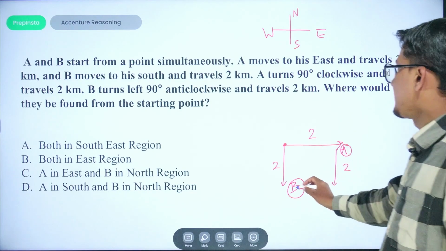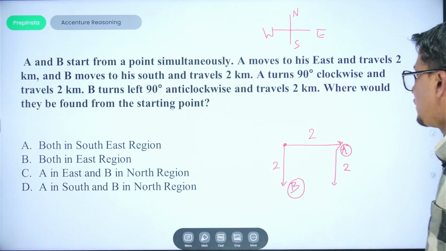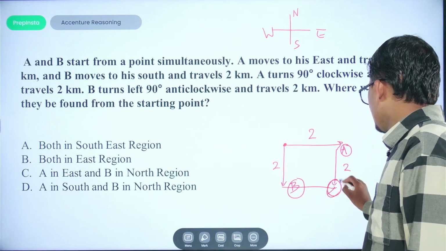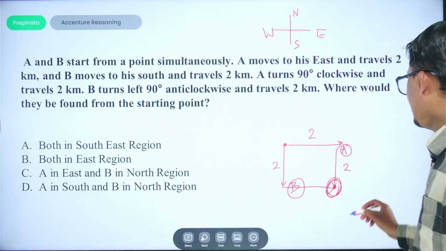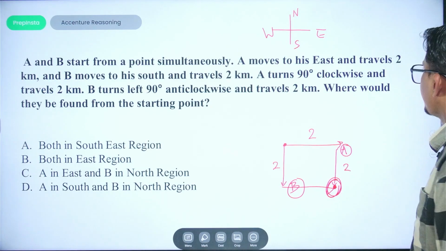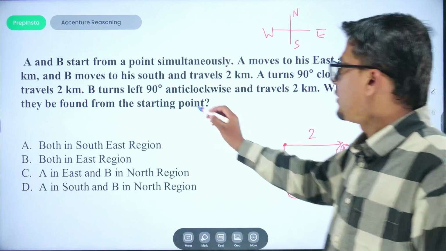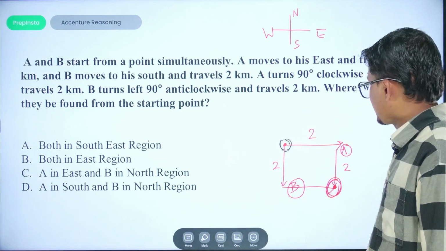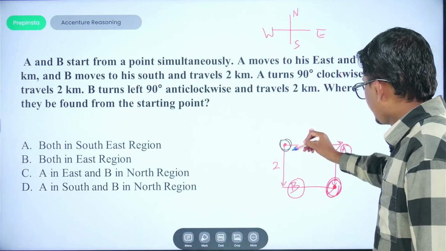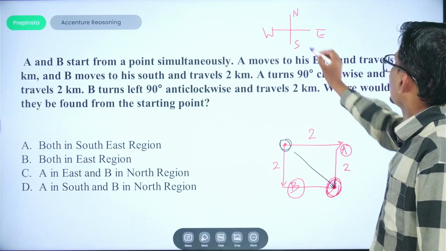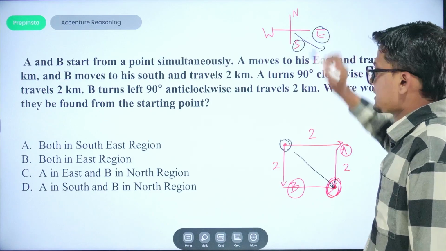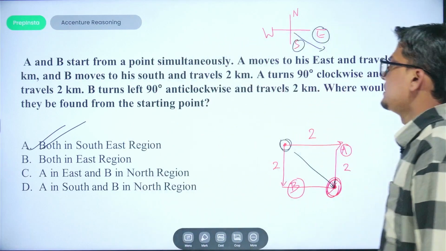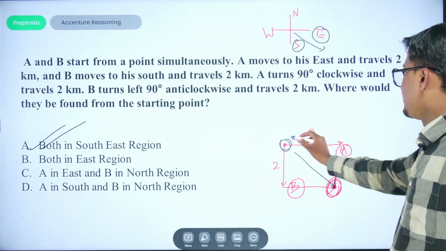And with regard to this particular position, B turns 90 degrees anti-clockwise and travels to this particular position. That means both of them are now at the same position, and this would be their location. Where would they be found from the starting point? So if I take this position as the reference point, the final position would be in the east and south, or southeast direction. So option A would be the right answer, that is, both are in the southeast direction from the central reference point.